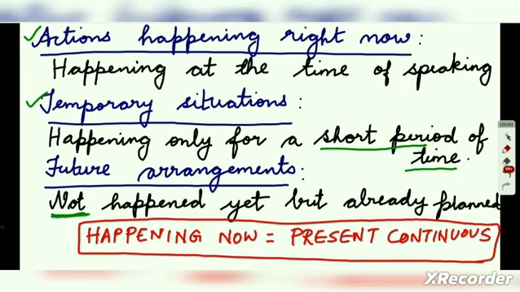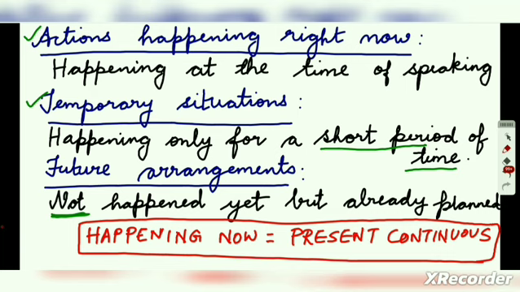It will be happening in the near future, in the recent future, but it has not happened yet. Let me give you some examples. I am meeting my friend tomorrow. It is already planned, but it has not happened. Another example: They are flying to Dubai next week. It's already planned. We are visiting our grandparents this weekend. So these actions have not happened yet, but they are already planned.